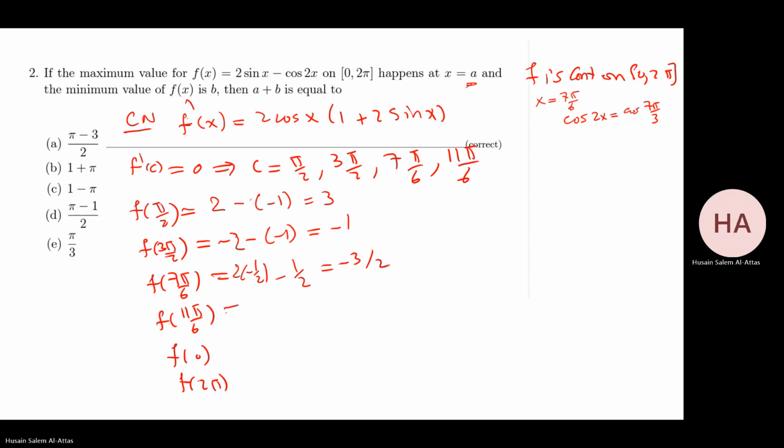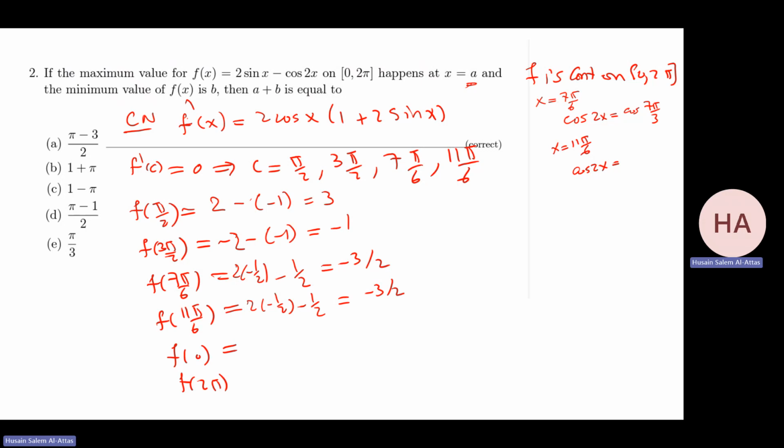Okay. If x equals 11 pi over 6, what will be cosine 2x? It will be cosine 22 pi over 6, which is 11 pi over 3, which is the fourth quadrant, where the cosine is half. So this is 2 times minus half, which is minus 3 over 2.